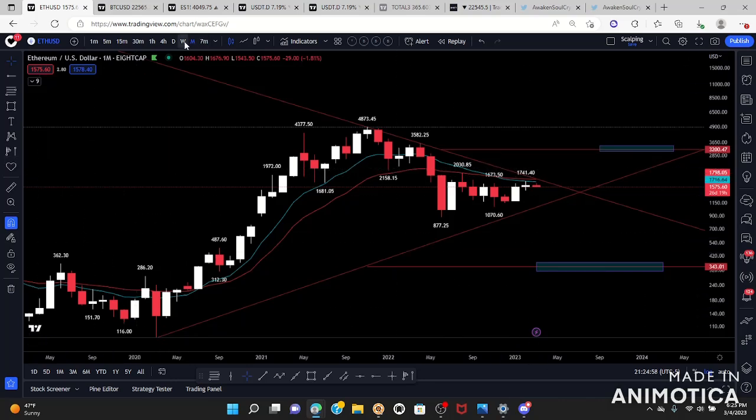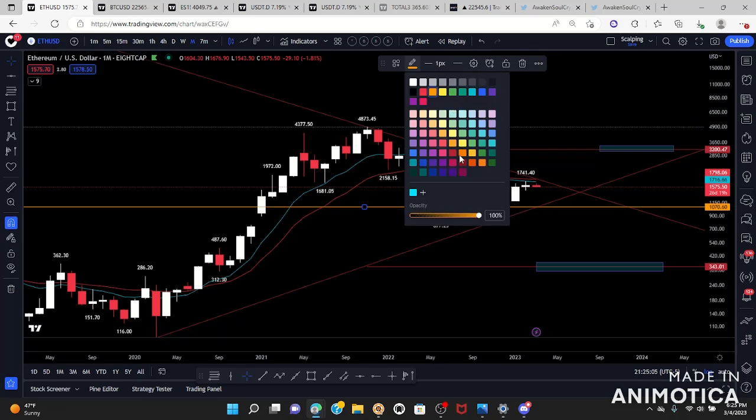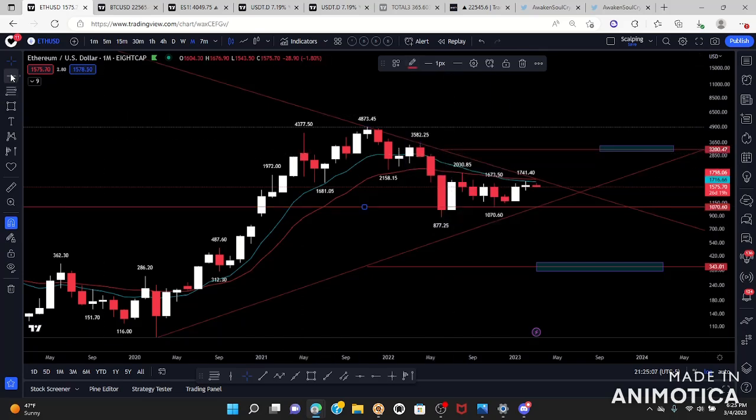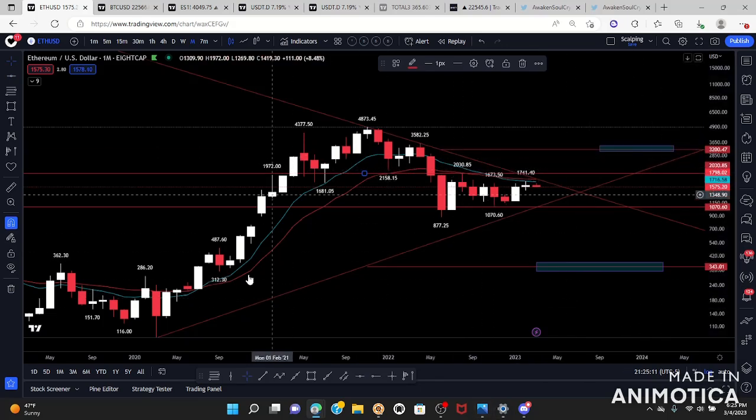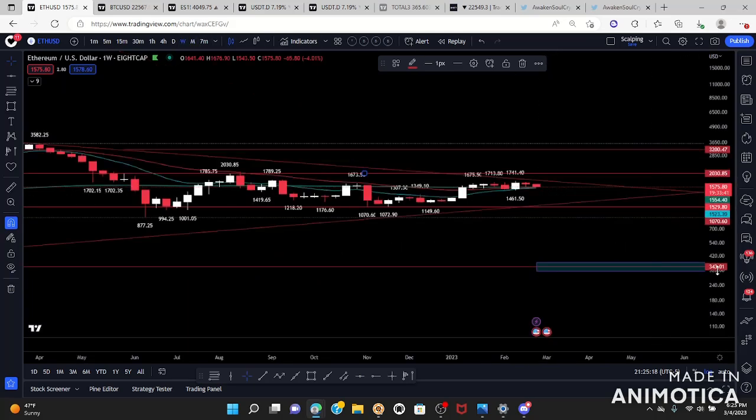Okay, let's move into, oh no, I almost forgot. Let's get our monthly range too. This would be our low, our support, and this will be our high, our resistance. Okay, and as we go through our time frames, we're going to start narrowing down into our price action. Now let's go into our weekly.